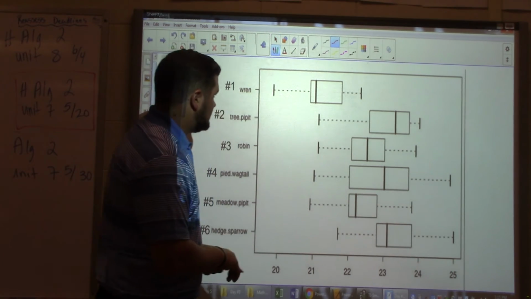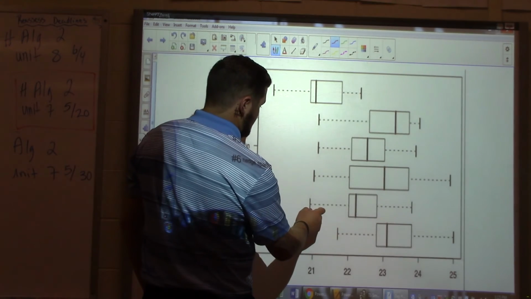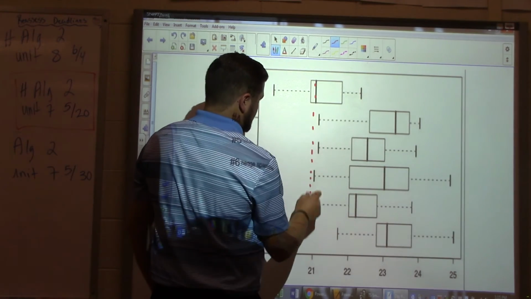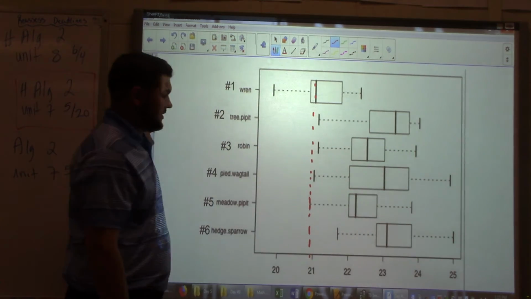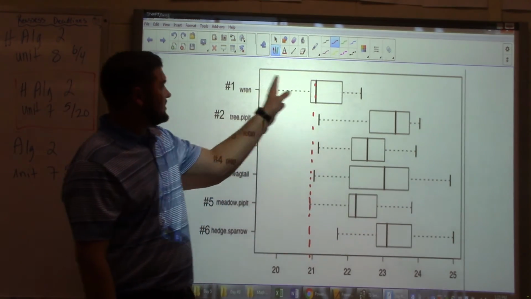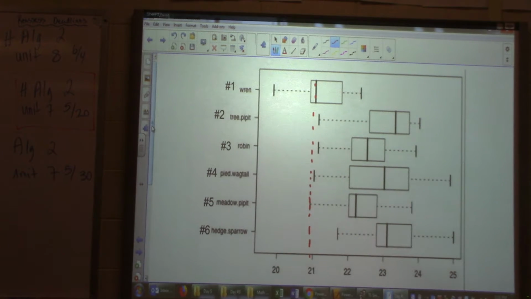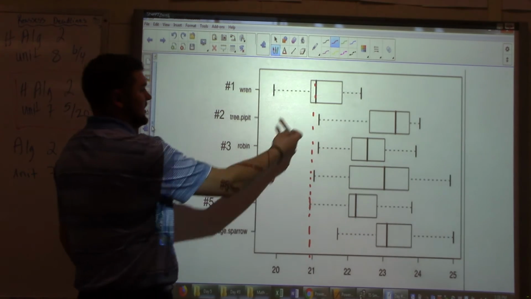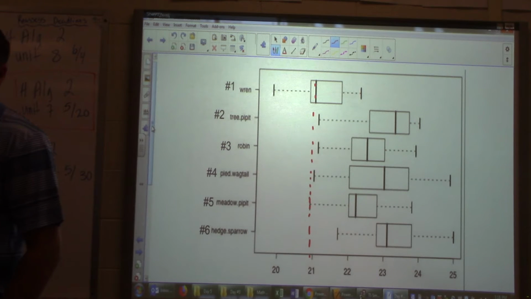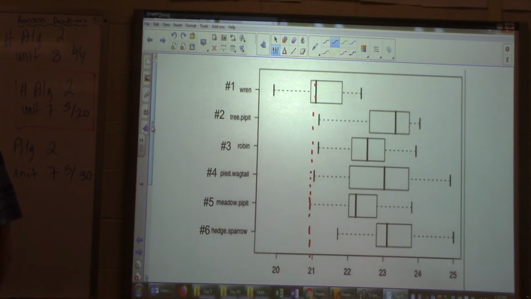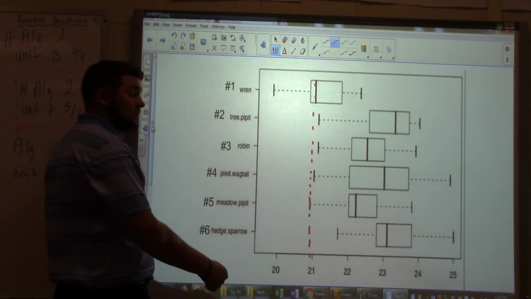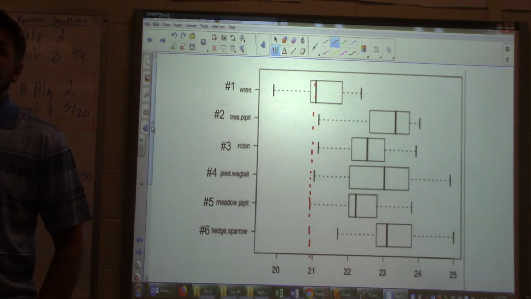The second one, approximately what percent of the wren's egg length is below all of the rest? Well, if I look here, that's where the rest of them are. So what percent of the wren's egg lengths are below all the rest of the data points? William, what do you think? What percentage of the wren's egg lengths are below everyone else's? 50. 50? Why do you think it's 50? I agree with you, it is 50. 50% of the wren's data is below.